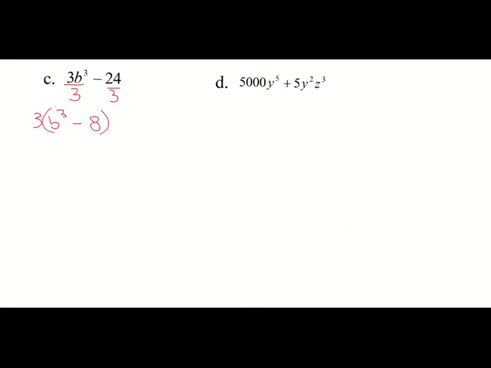Now, I do know the b cubed minus 8. The cube root of 8 is 2. And the cube root of b cubed is b. So I can refactor this as my difference of perfect cubes. And I can have it as 3 times the cube root of b cubed, which is b, the cube root of 8, which is 2. And then we need that first term squared, so it's going to be b squared plus, multiply the two together, so 2b, plus square that last term, 4. So there's my final answer there.